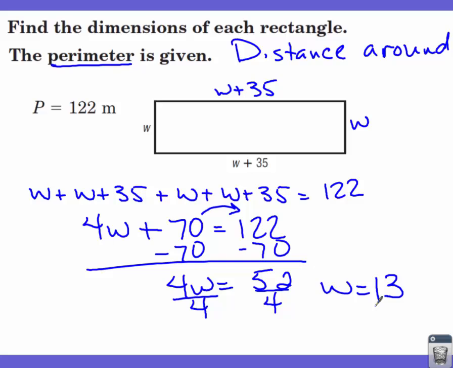So with that in mind, I now can answer my question. It says find the dimensions. So that tells me that this width is going to be equal to 13 meters, because that's just straight W.